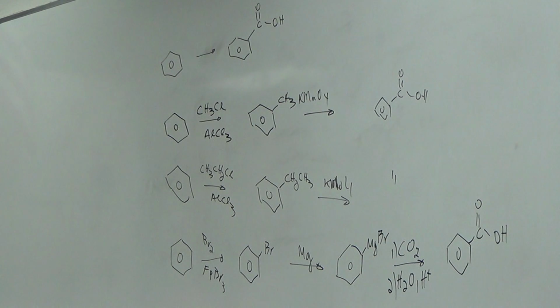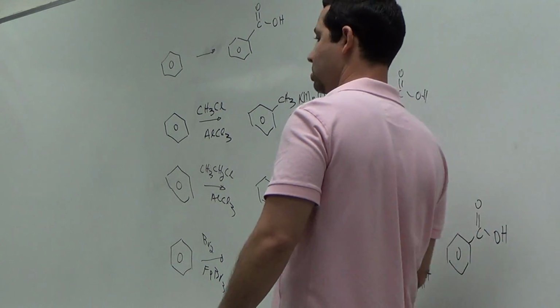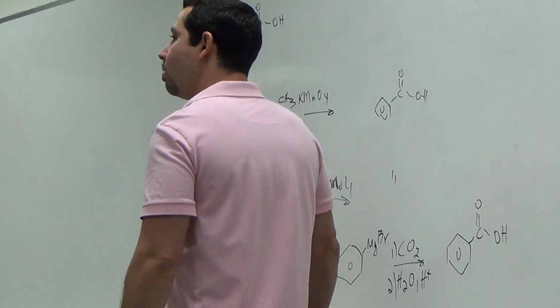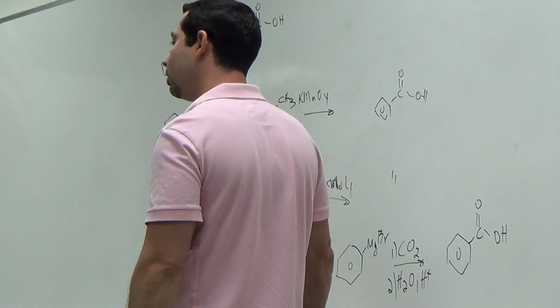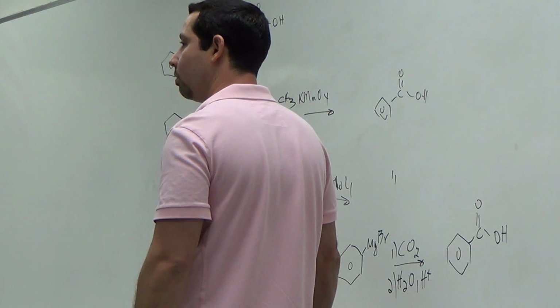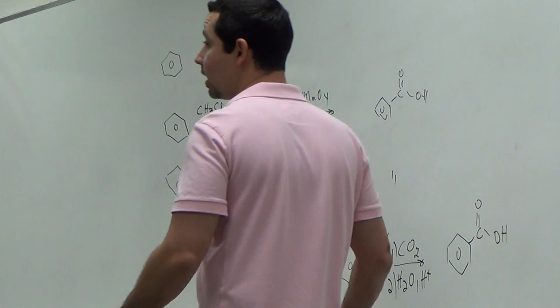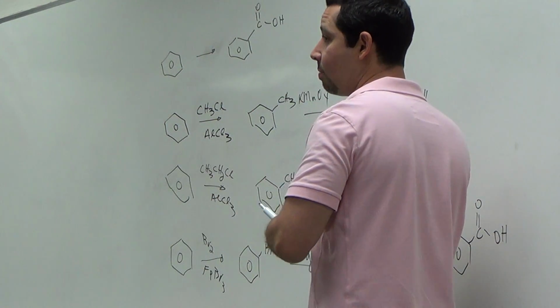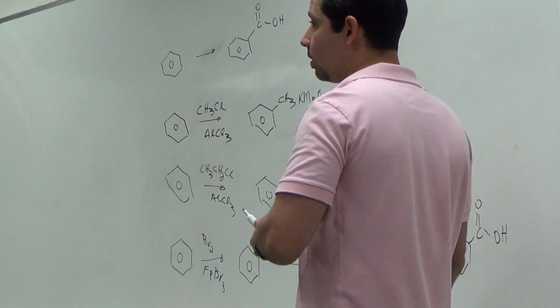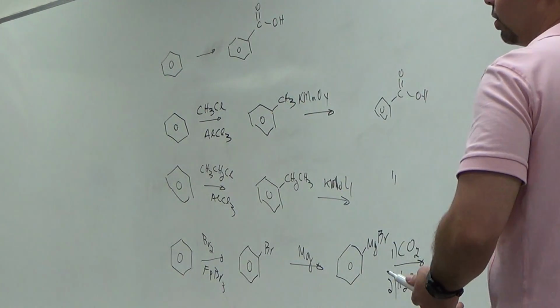Professor, instead of using the Grignard, could I have done NBS, and that would have worked too, and then just do the same steps with the Grignard? No. Not NBS on here, no. It has to have a methyl group to do NBS. Yeah, it's allylic bromination.